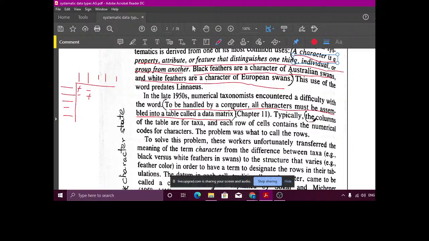So the columns of the table are for taxa. You can give these columns as taxa, and each row contains the numerical code for the characters. These rows have the numerical codes for the characters: plus, minus, -1, -2, -3, -4. Then the problem was what to call the rows, because you can't give the name character over here.